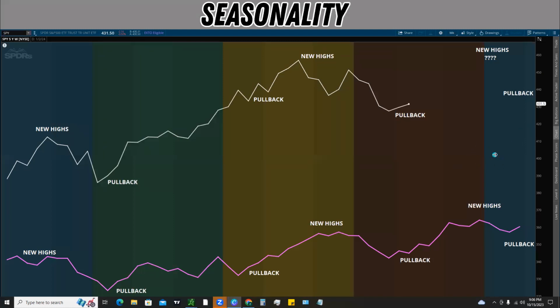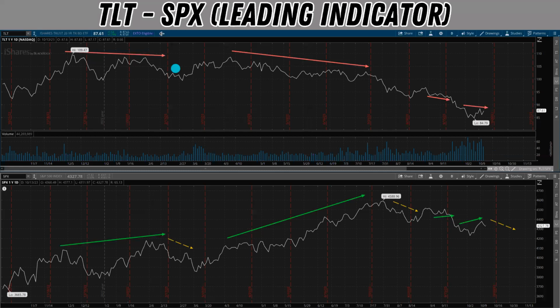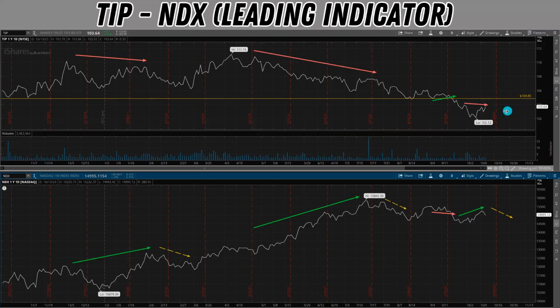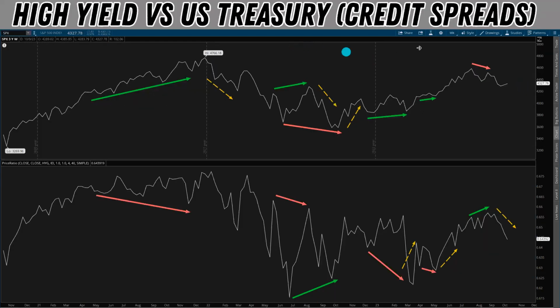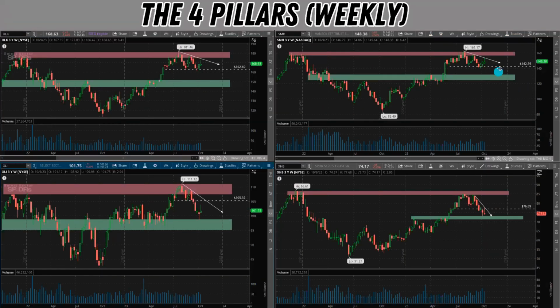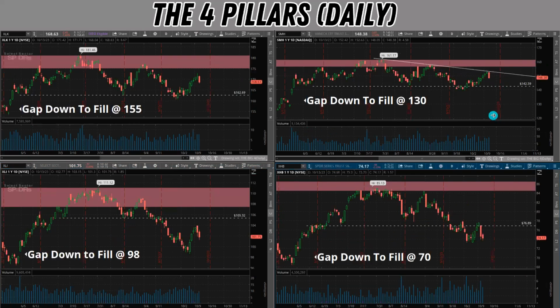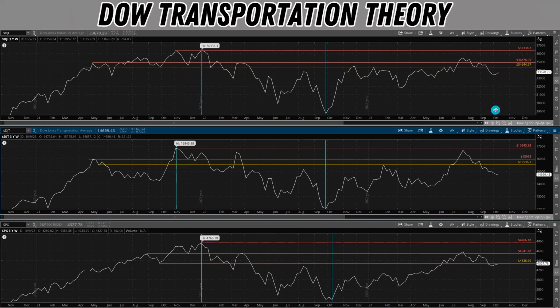The first thing we're going to look at is seasonality. We're going to talk about how you can use the bond market like TLT and the TIPS as leading indicators for equity markets. We'll also go over how you can do the same thing with credit spreads. And then we'll break down the 4 pillars, talk about why the 4 pillars are important and why you want to monitor them. There's also some interesting things happening with the Dow Jones Transportation.